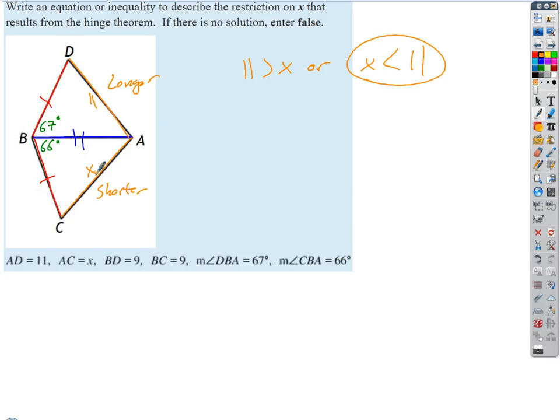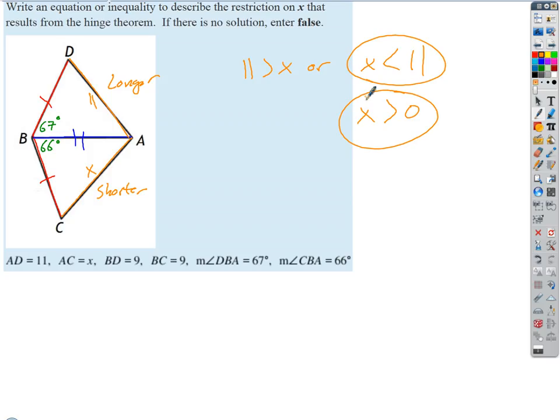X has to be some positive number, doesn't it? It can't be 0 and it can't be negative. So the other thing we'd have to say is x is greater than 0, right? So what we've got to do is find the combination of those two things. Where is that going to be true?